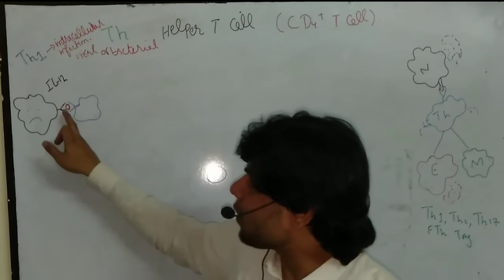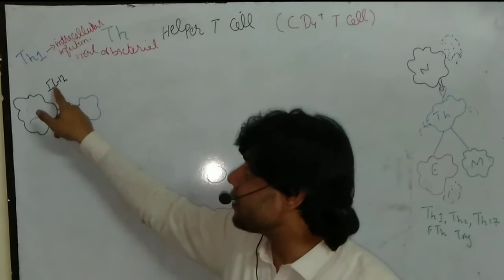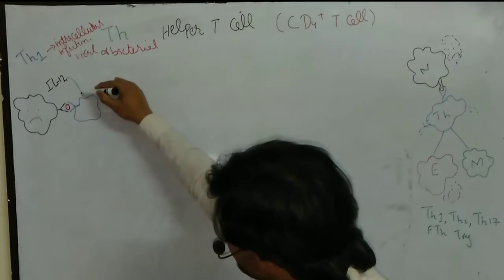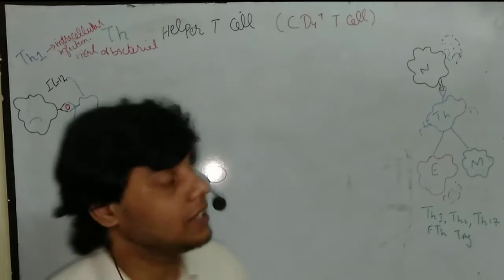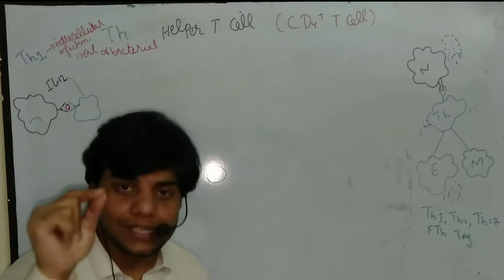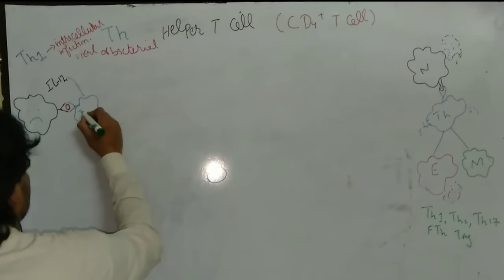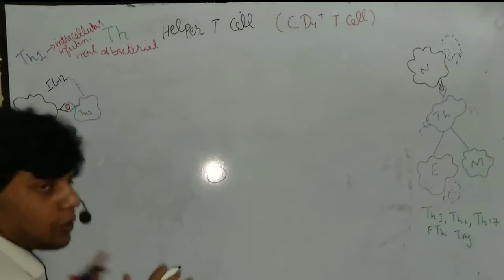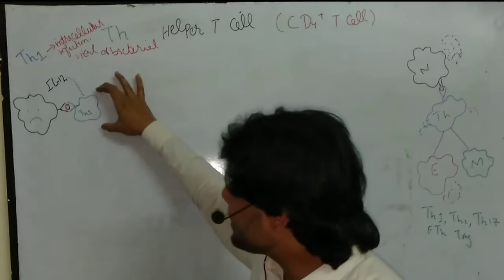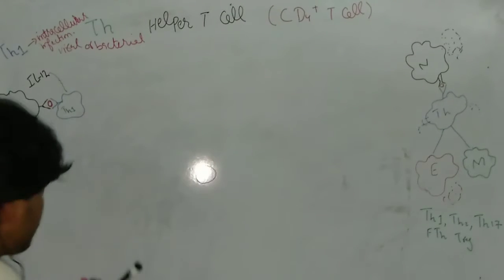Once the naive helper T cell recognizes this antigen fragment, then interleukin 2 will again fall on this naive helper T cell. After that, the naive helper T cell will be converted into helper T cell 1, or mature T helper cell 1. So now it is converted, as you can see. Once it is converted, this helper T cell 1 secretes cytokines.